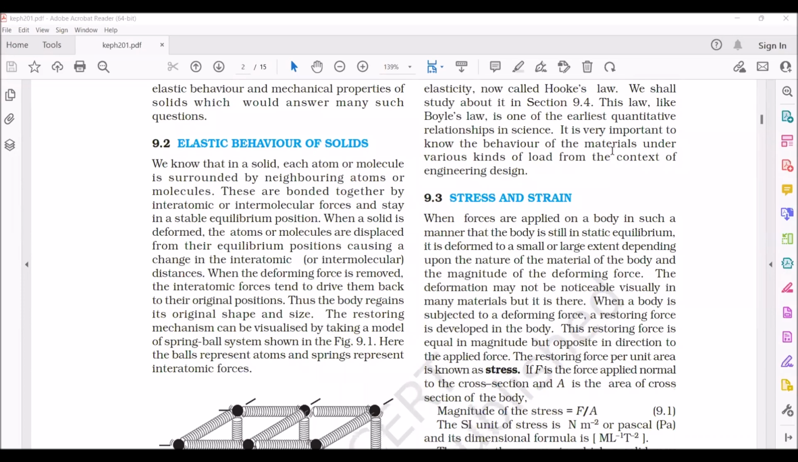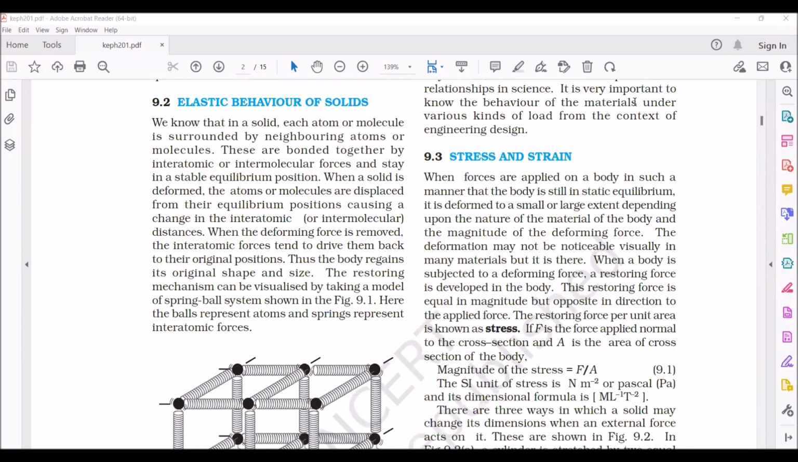Now we are discussing the elastic behavior of solids. If we take a solid, what is that solid? It is a group of atoms. All these atoms are surrounded by each other. Now if we ask the question, what force is making all these atoms reside together? The answer is interatomic forces.